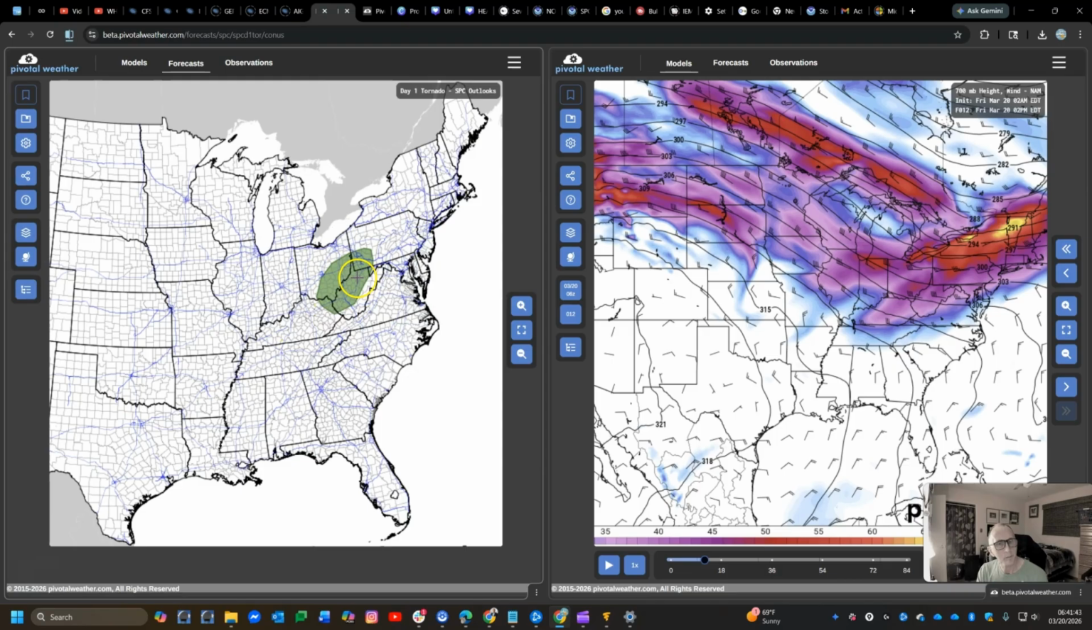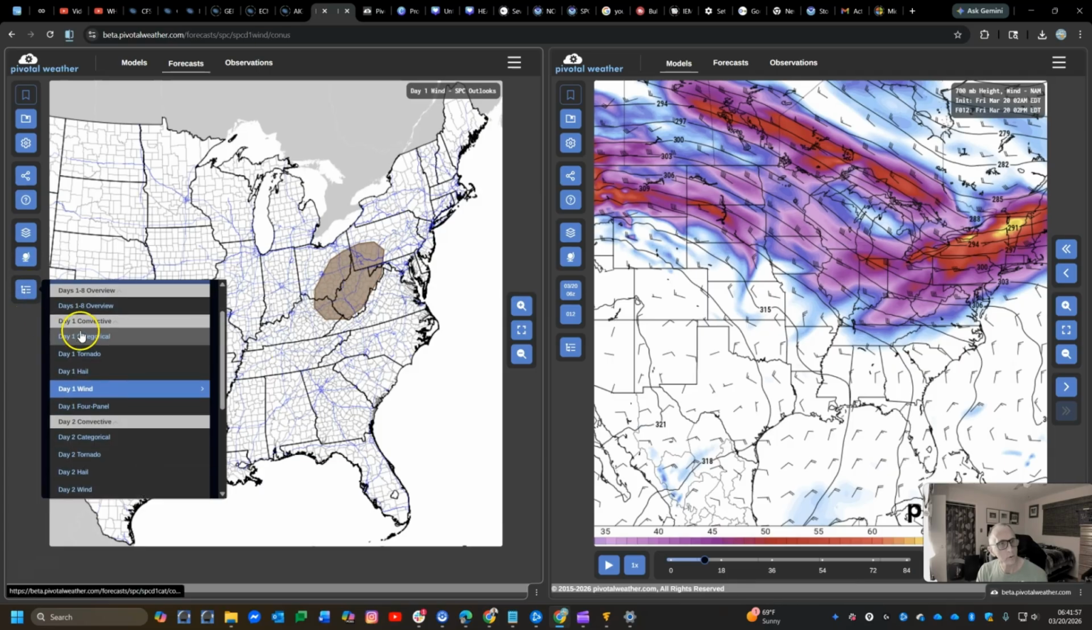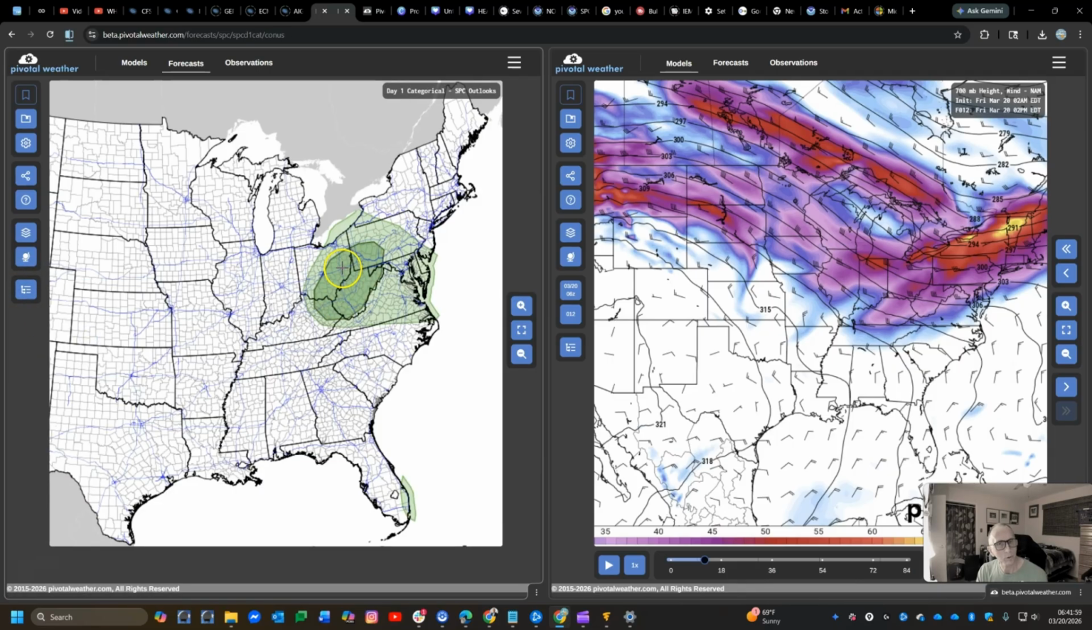Tornado risk, we got our marginal 2% tornado risk in this area in the green here, right? And we also have a hail risk in a little larger area, okay? And we also have the wind risk in that larger area. So going back to the categorical here, and we have thunderstorms surrounding that, okay?